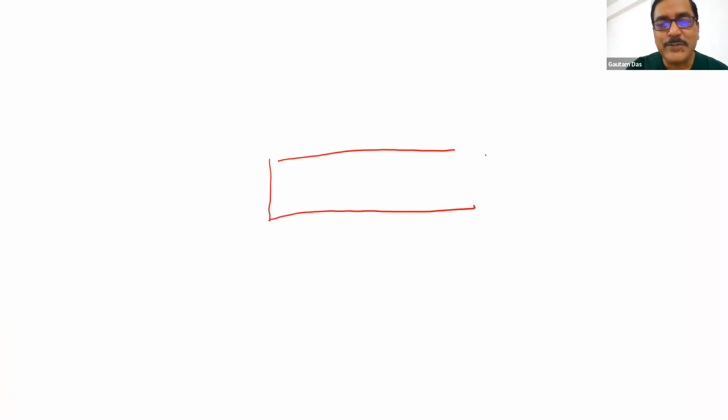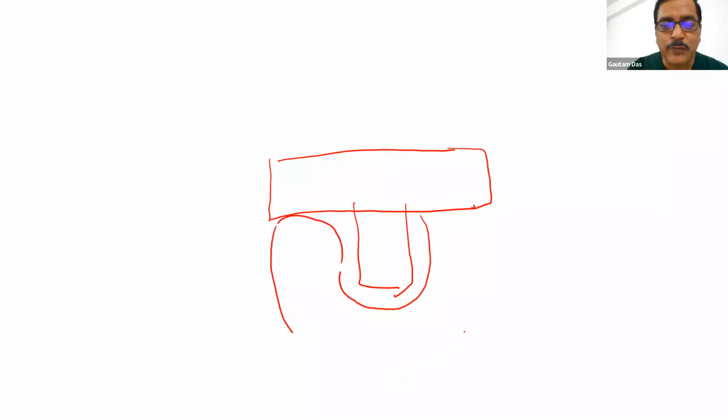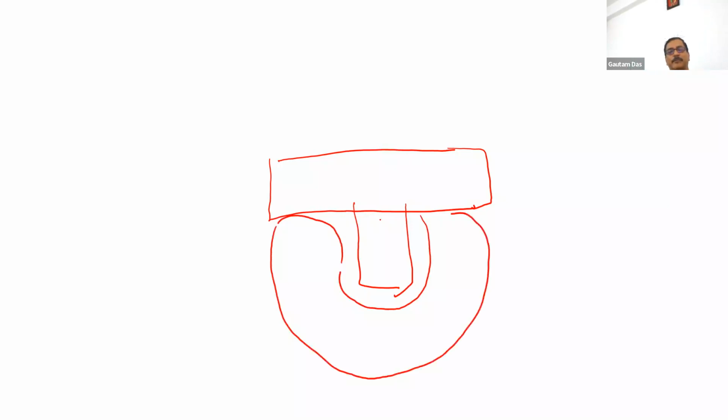I found one good tip to remember. This is your T, and this is a cup, or C, or U, whatever you call it. So if you are remembering this, the carpal bones are arranged this way. This is your proximal end, and this is your distal end.